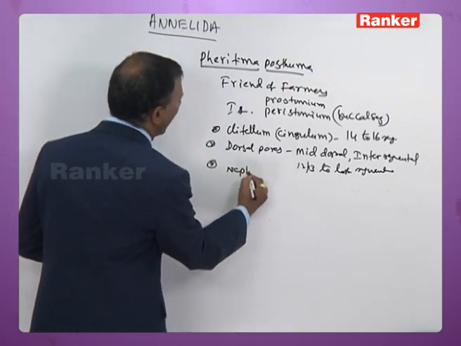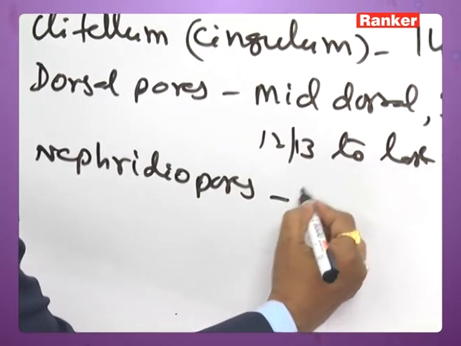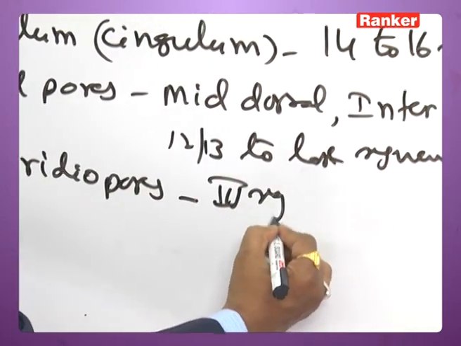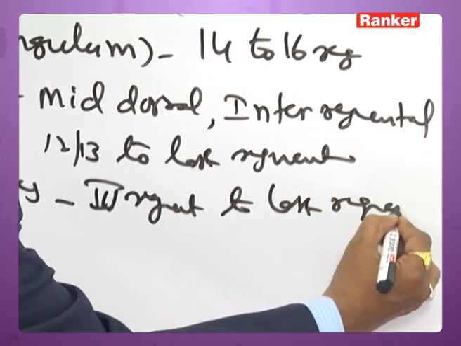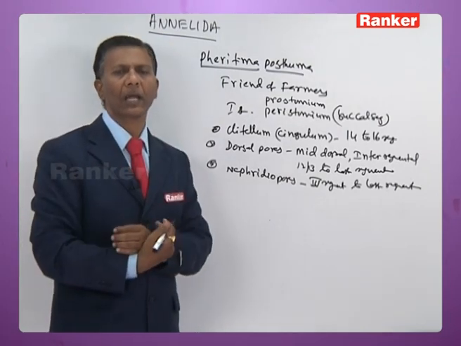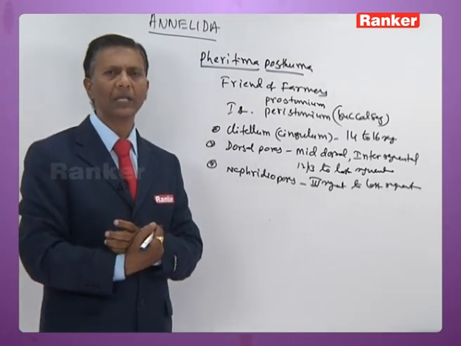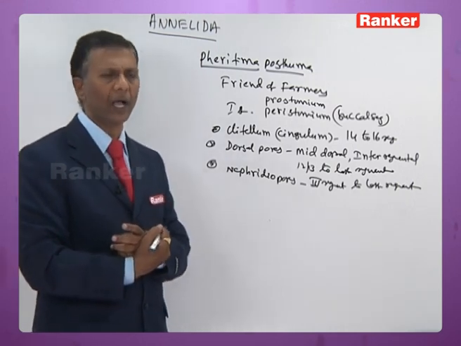Nephridiopores are present from the third segment to the last segment. Nephridiopores are the openings of integumentary nephridia or micronephridia.